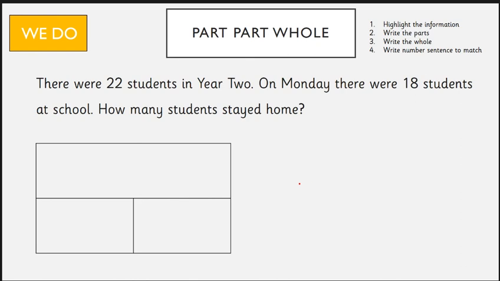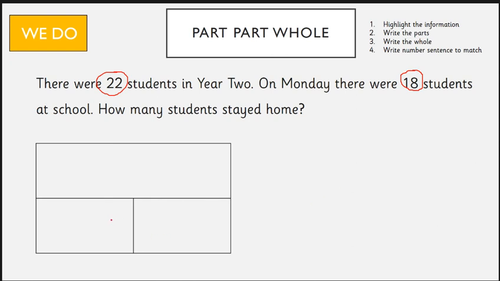There were 22 students in year 2. On Monday, there were 18 students at school. How many students stayed home? Highlight the information that is important in this number sentence. That's right, 22 and 18. It seems to be that we're missing a part, but that's okay. We can add on later.